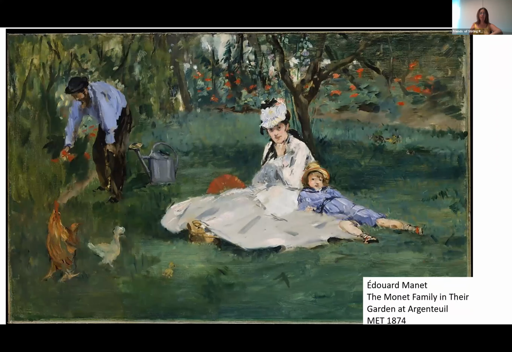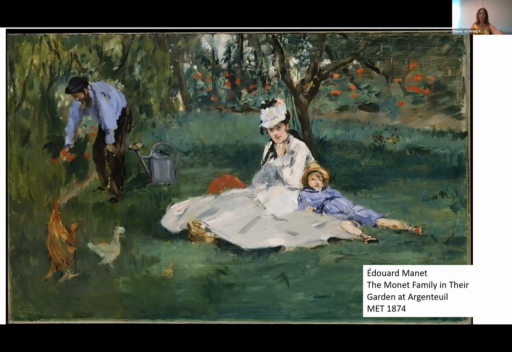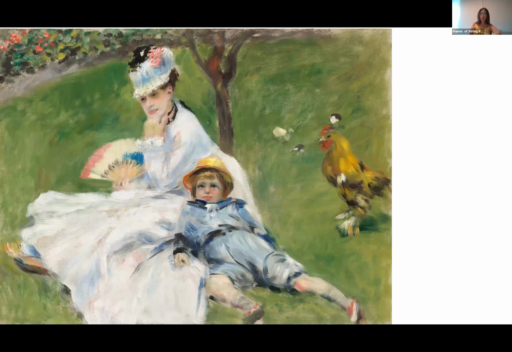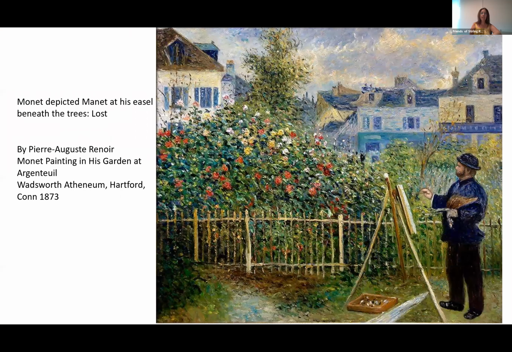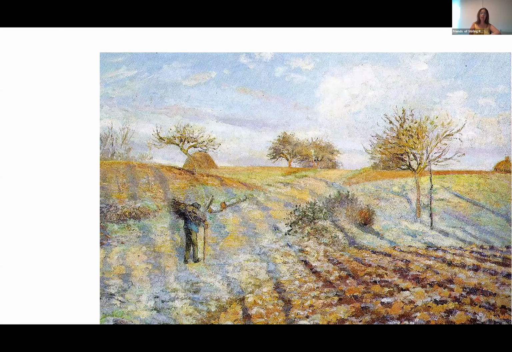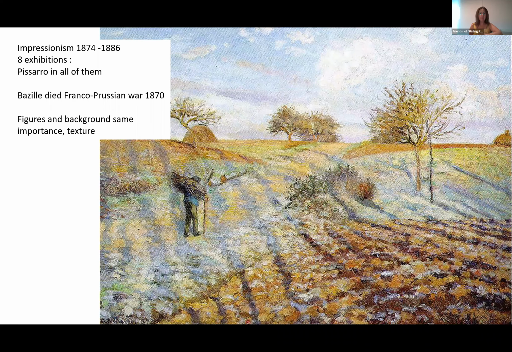And here we have the painting by Manet. This is the Monet family and their green garden at Argenteuil. And what Renoir is doing is Madame Monet and her son. So it's very, very similar, but it's not exactly the same. What Monet chose to do is he painted the portrait of Manet at his easel, painting also right here. So it's really interesting to see at the beginning how each one of them had their ideas, but at the same time, they were painting very similarly.